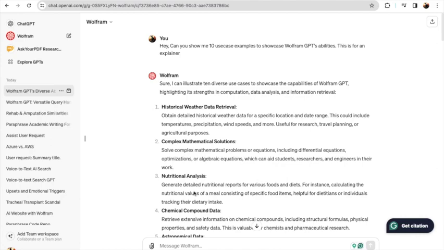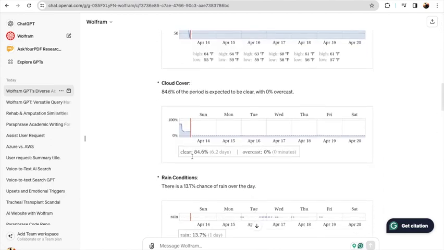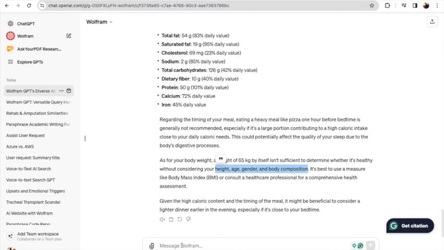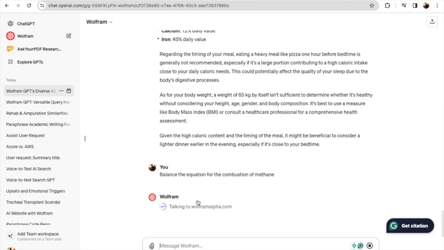Moving on, what else do we have? We've got chemical compound data. Let's say, balance the equation for the combustion of methane. Again, I have no clue how to balance that equation, but now I might know.